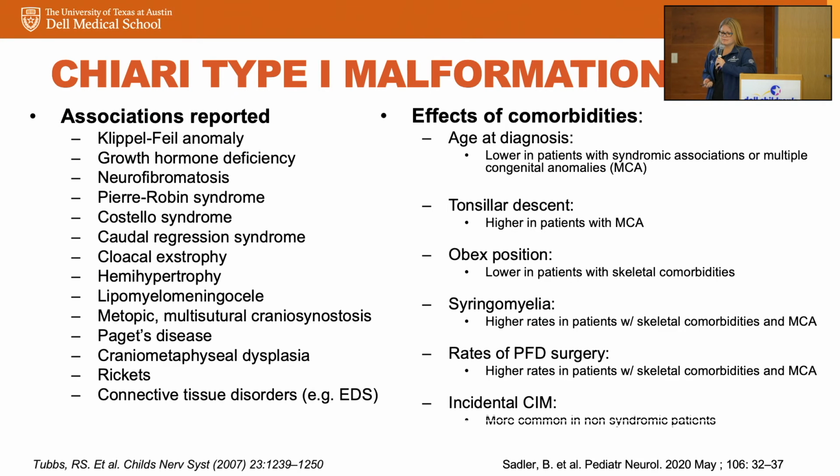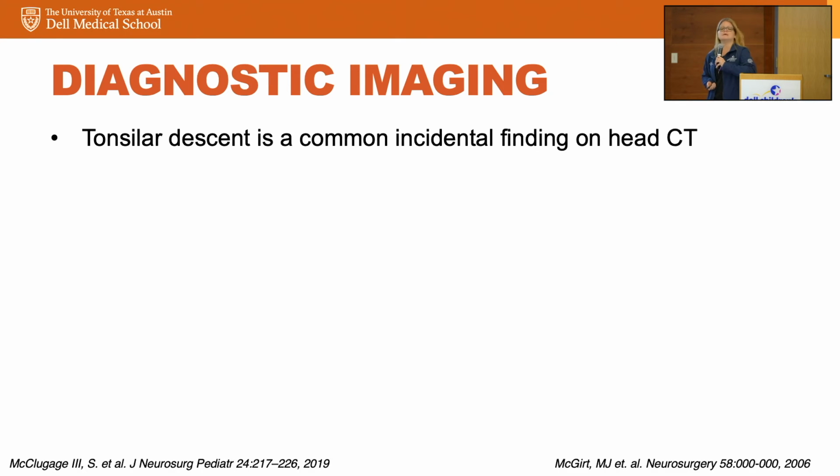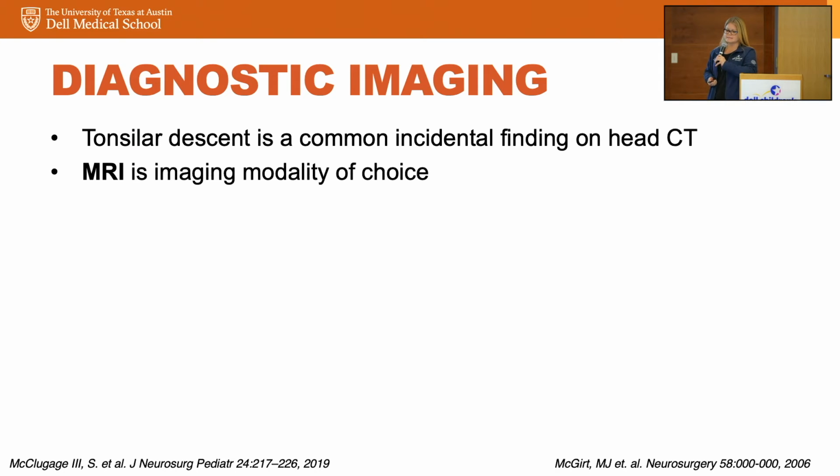And as you can imagine, then incidental Chiari malformations, or the bread and butter, basically the ones that we encounter the most, are typically non-syndromic patients. So we get asked a lot of what should we order for imaging. And I would say that tonsillar descent is very commonly found in incidental imaging, now with the ease of getting a CT on everybody, particularly post-trauma. But it's definitely not the imaging mode of choice. So MRI is still the modality of choice.